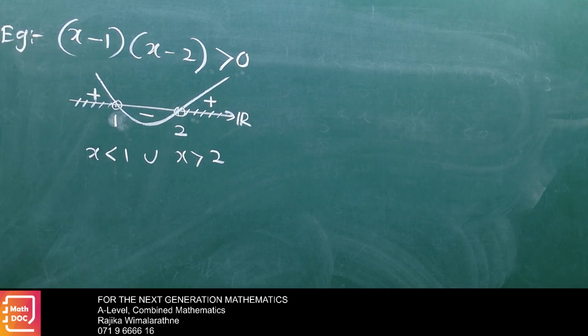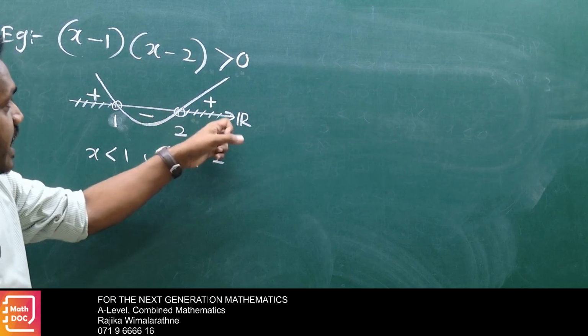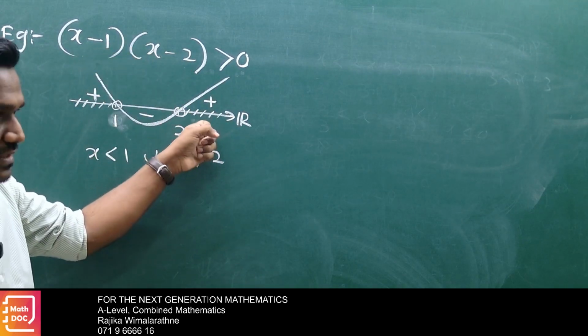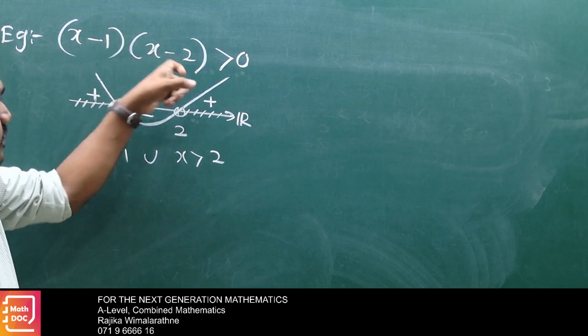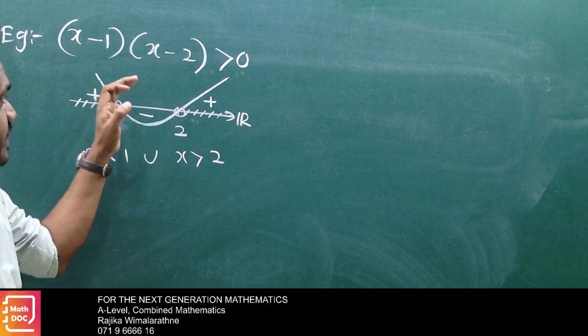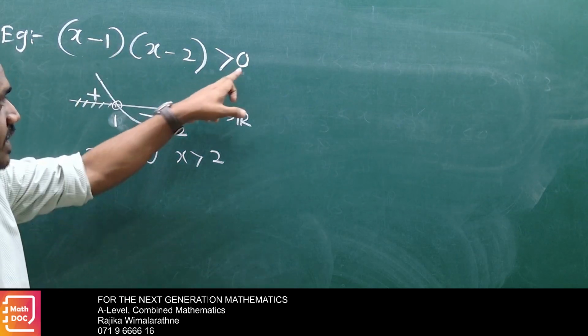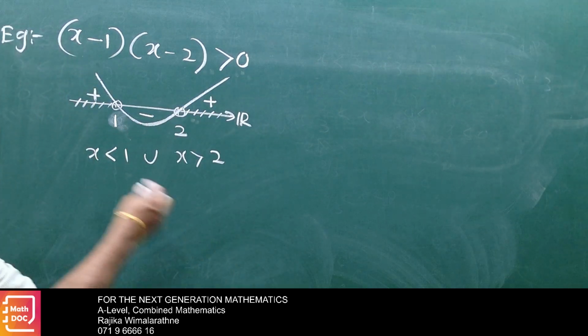Then a very simple technique. For x greater than 2, this factor is positive, product positive. That's why we select this. For x less than 1, here this factor is negative, product positive. That's why we take that. In the 1 to 2 region, here negative, here positive, so the product is negative, but we need a positive selection. Now, let me say another one.